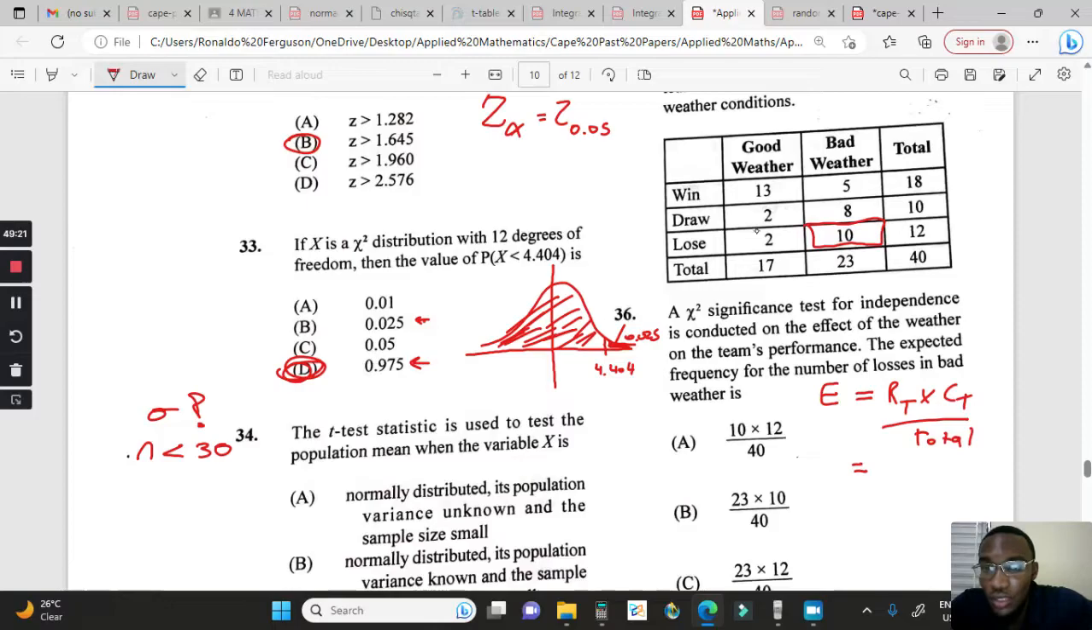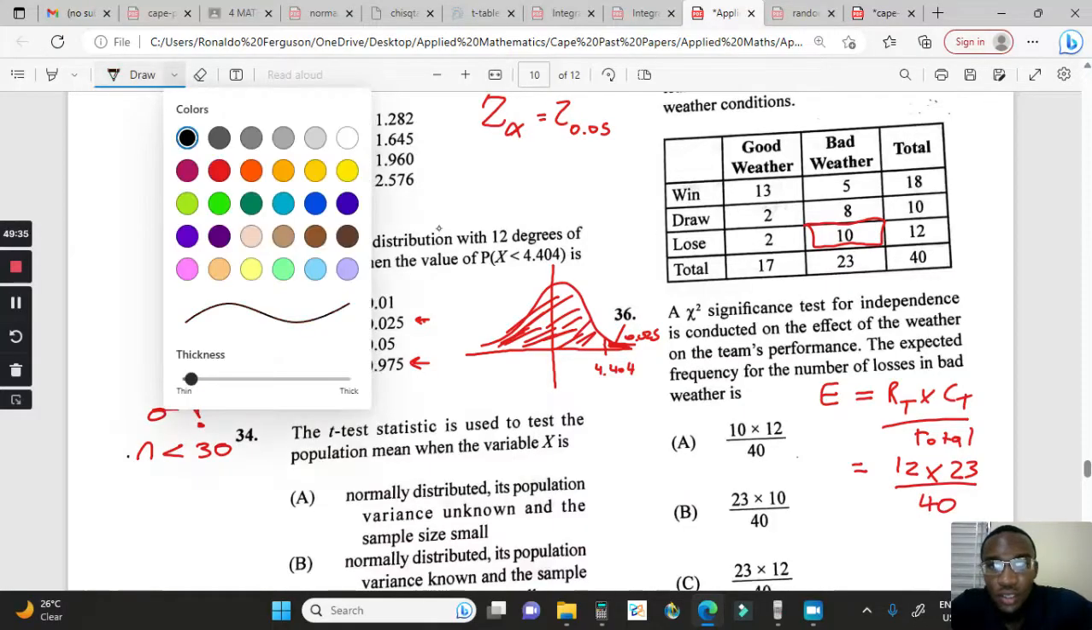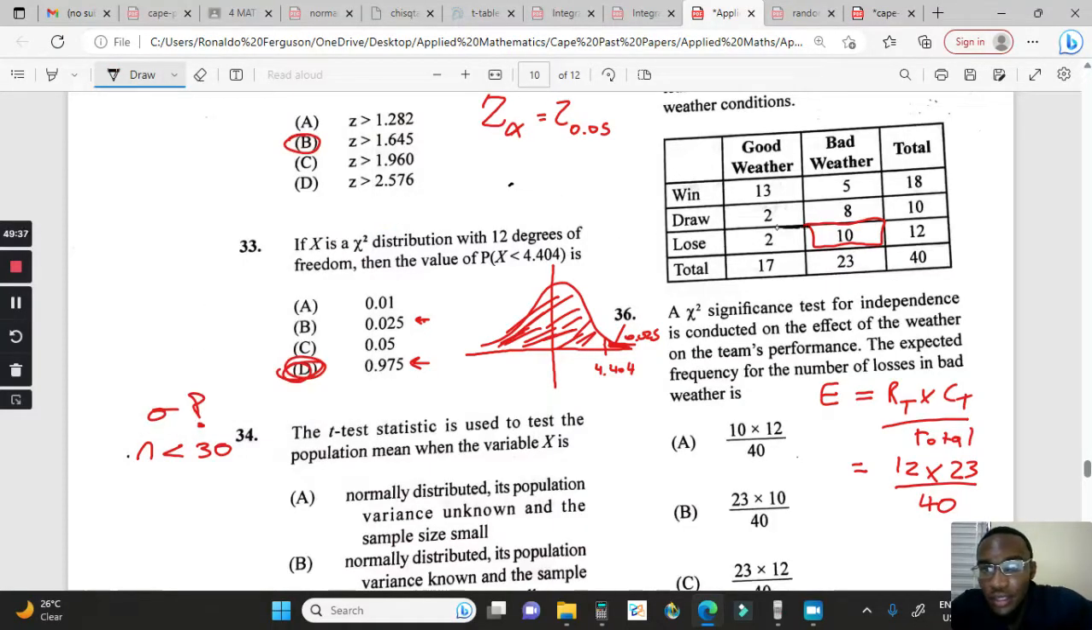So the row total in that one was 12, times the column total, which here was 23, divided by the total matches, which was 40. Just to show you, the row total with loss in bad weather, and this is the column total. That's how we get the 23 and the 12. Easy.